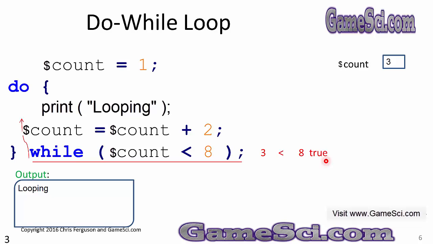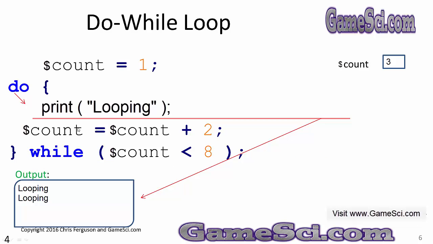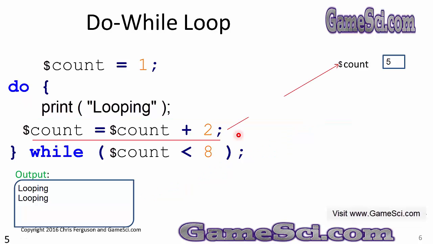As a true statement, what do you expect the loop to do? Spin back up and repeat all over again. Every time this statement is true, we will spin back up to the do statement and do it again. So from the do, we'll drop down into our code again. We'll print out looping. Looping shows up for a second time on the console. After that, we'll say count equals count plus 2. We're up to 5 now.